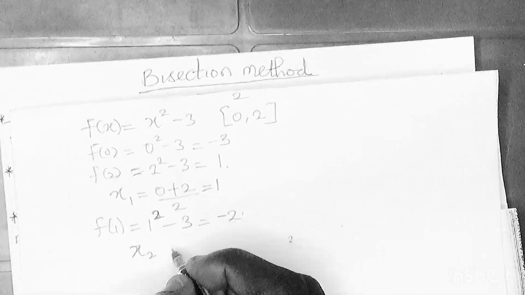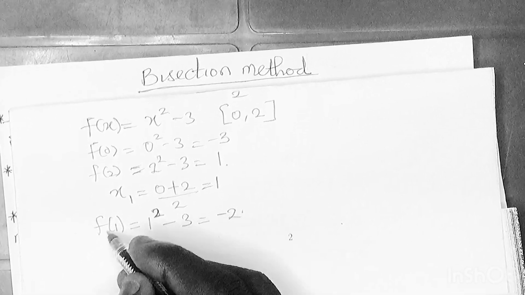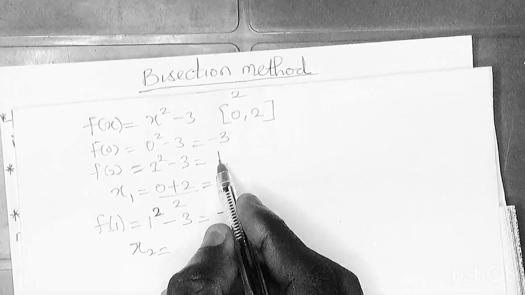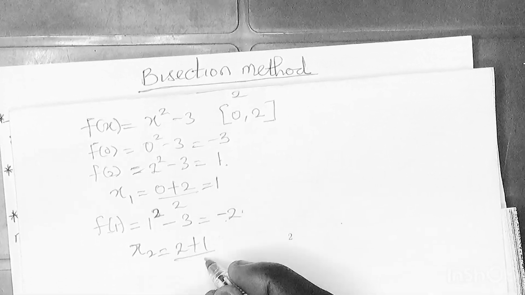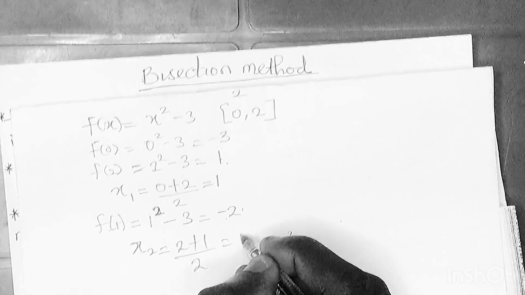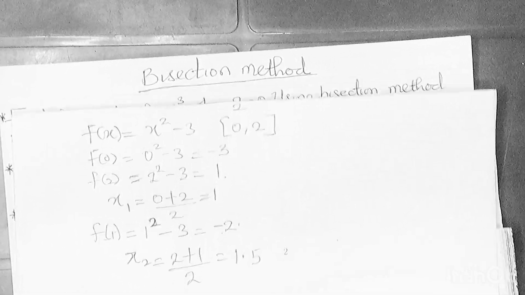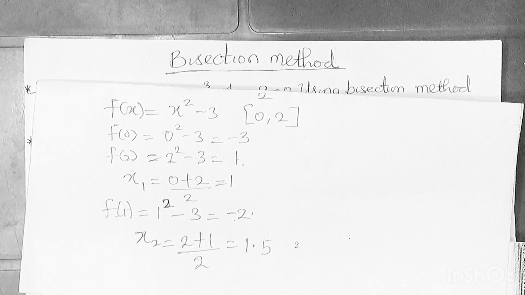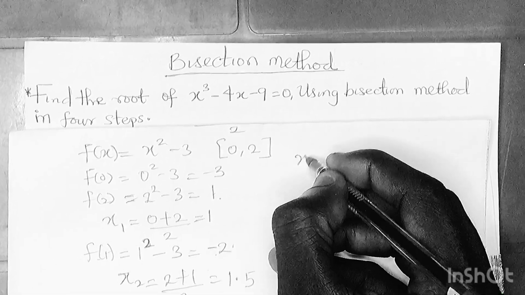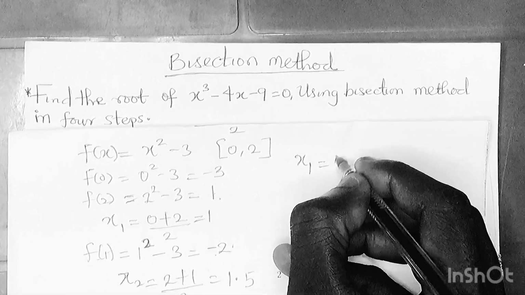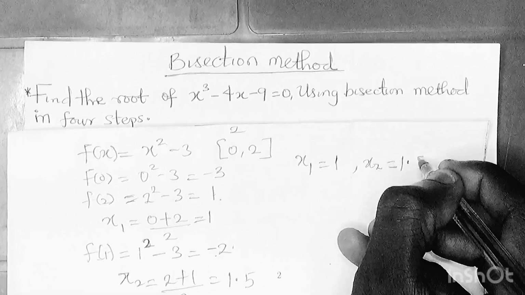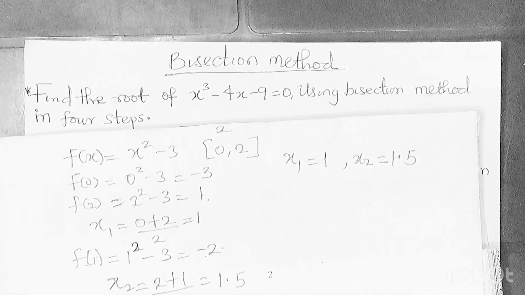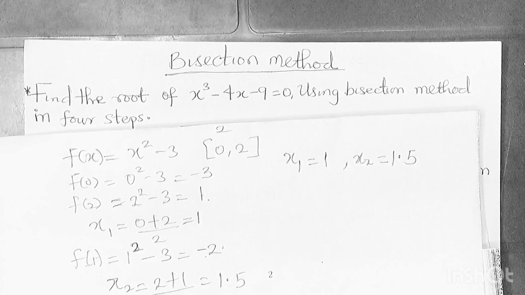My x2 will just be what? This is producing negative, this is giving positive, so I need to add this and this. So that will be 2 plus 1 divided by 2, and that gives us 1.5. So that means your solution after 2 iterations is 1.5. Just like we have been doing, our x1 here is 1 and our x2 is 1.5.